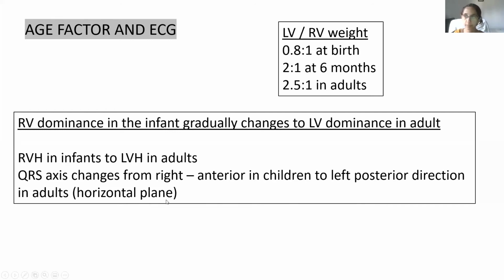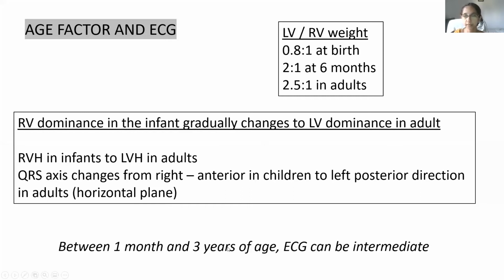Whenever we are talking about anterior and posterior, we need to understand that this can be understood only in a horizontal plane. The frontal plane gives us an understanding about right, left, superior, inferior. And the horizontal plane gives us an understanding of right, left, anterior, and posterior.